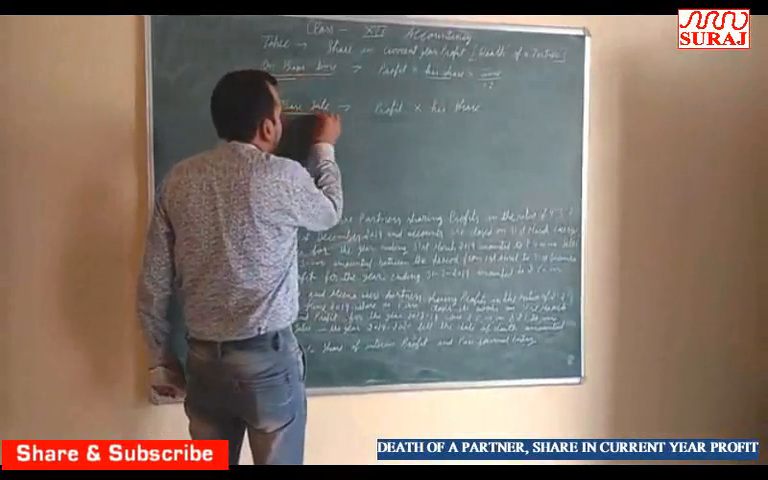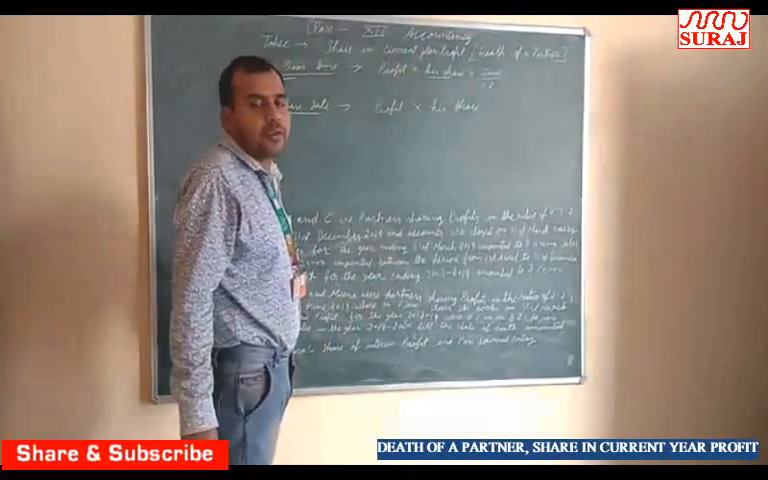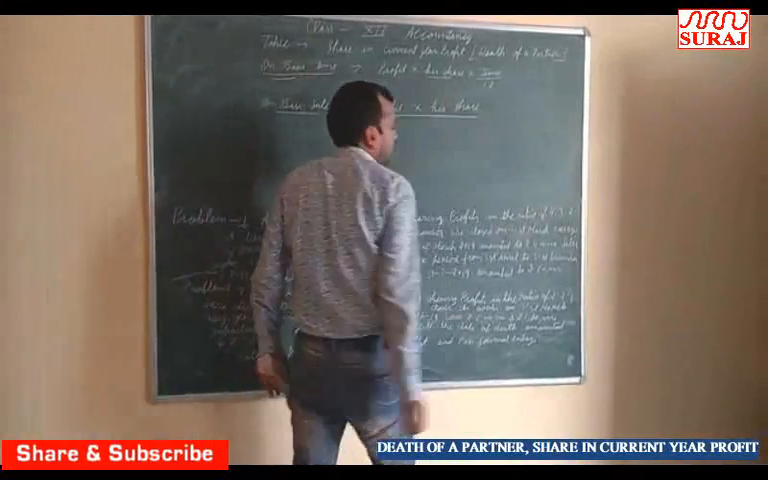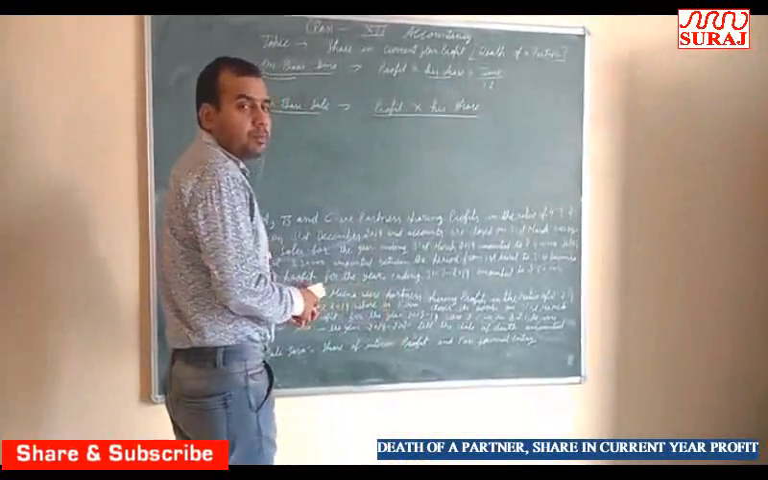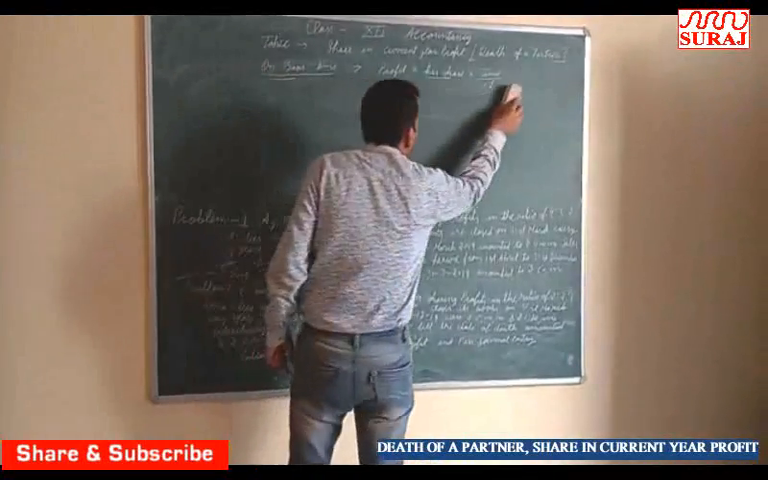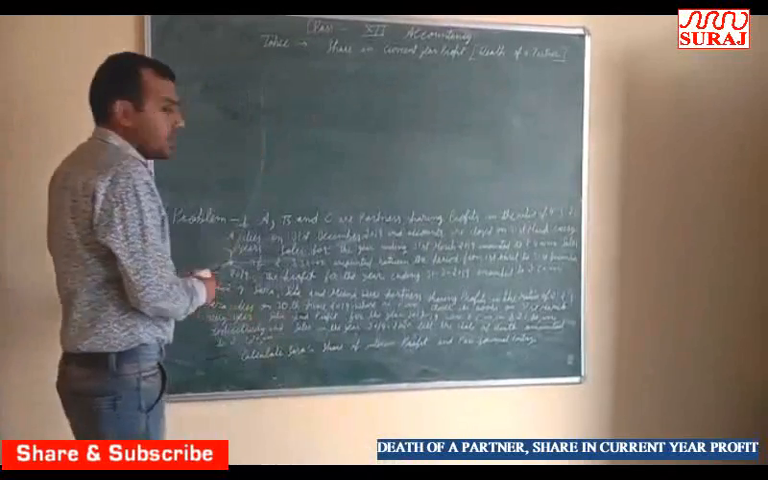Today I will discuss the calculation of the deceased partner's share of profit on the basis of sale. Your formula is profit into its share. Time is not applied. How do we calculate it and what entry will be passed? For this I will take my first problem, which is written on the blackboard.